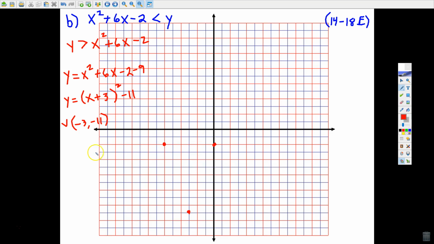Just another input. Let's just input negative 2. And you can put that into either vertex form or standard form. I think vertex form is a little bit easier because you only input once instead of twice. So let's let x be negative 2. Negative 2 plus 3 is 1. 1 squared is 1. And 1 minus 11 is negative 10. So negative 2, negative 10. And because of symmetry, I can match it up. Now this time, because it doesn't say or equal to, I'm going to be sketching a dotted parabola.